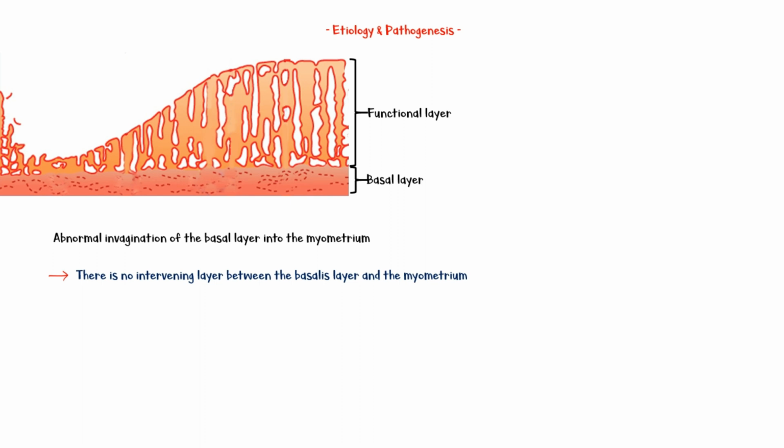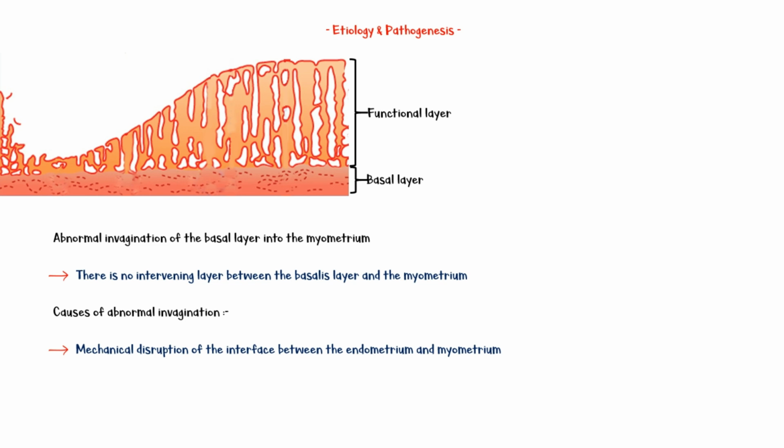Causes of this abnormal invagination include mechanical disruption of the interface between the endometrium and myometrium, hormonal changes, and impaired immunity. Mechanical disruption can occur in multiparous women. In addition, uterine trauma, especially during surgeries involving the uterus, such as dilation and curettage, and cesarean section, and dysfunctional uterine contractions, can also cause mechanical disruption. Hormonal imbalances include high estrogen levels, which induce the growth and maintenance of adenomyosis.